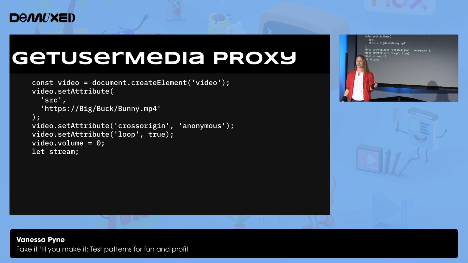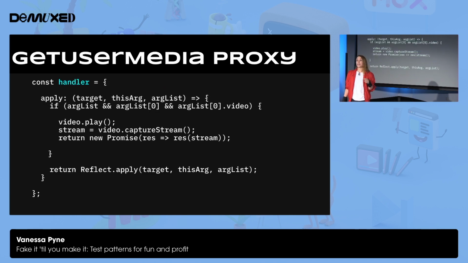Before we actually set the trap, we create a video element, and we set the source to our desired test media. Then we define the trap in a handler object, which is code that will run every time our target function, getUserMedia, is applied. And if the GUM call requests video, we play our video, and we capture the element stream and return it wrapped in a promise.